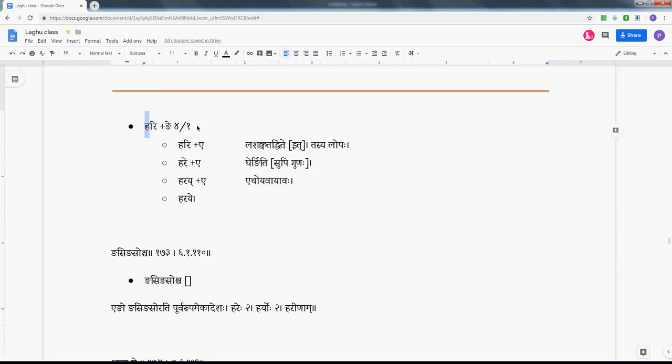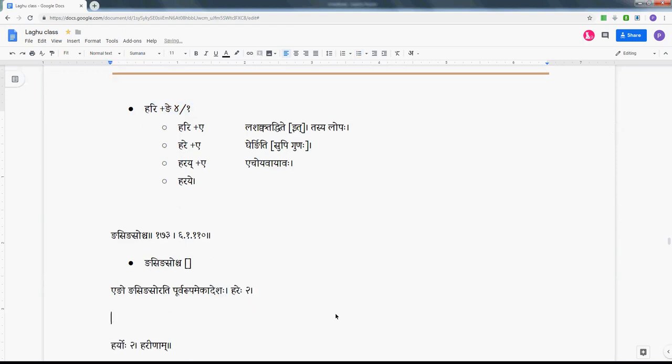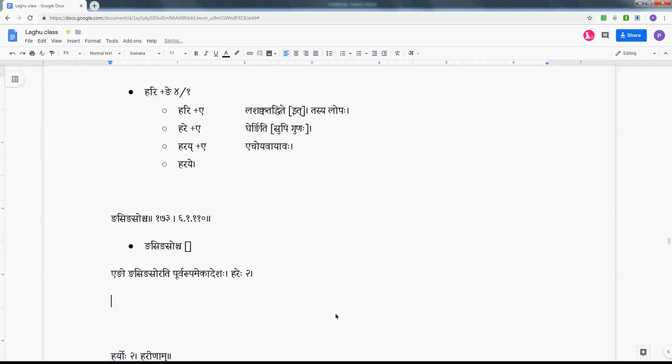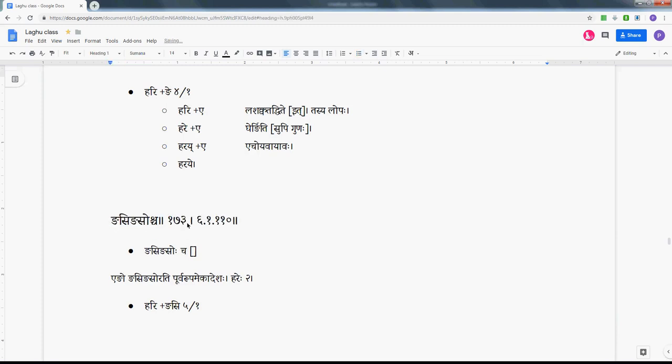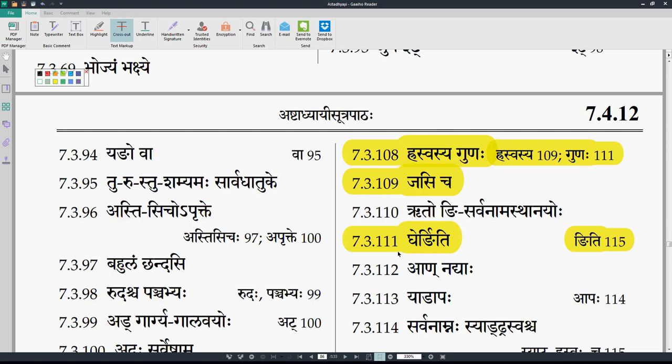Now Hari plus nasi. Nasi is what? Hari plus nasi is the panchami ekavachana. Nasi is panchami ekavachana. What happens here? He introduces another sutra: nasi nasoscha. When nasi or nas, this is dual, nasi nasoho cha. Nasi nasoscha, 6.1.110. So, 6.1.110.